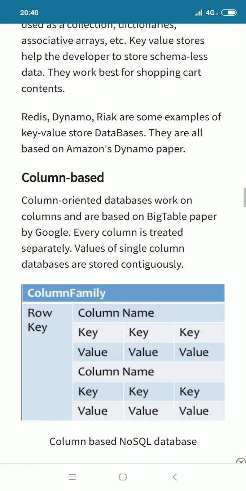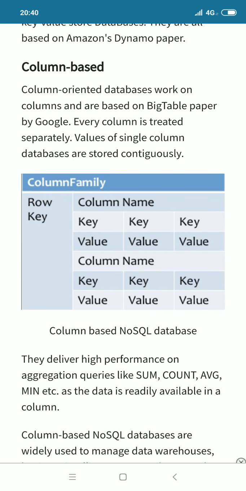The second one is your column based. Column oriented databases work on columns and are based on the Bigtable paper by Google. Every column is treated separately. Values of single column databases are stored contiguously. Row key, here is the column name, key, and whatever the value which is given in the separate column, right? So this is the column based NoSQL database.